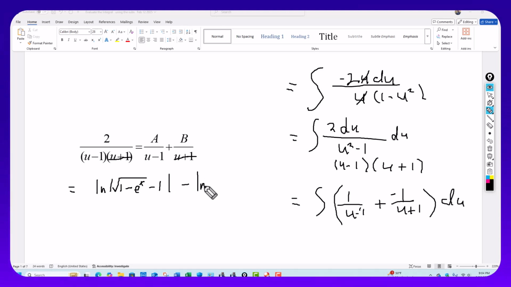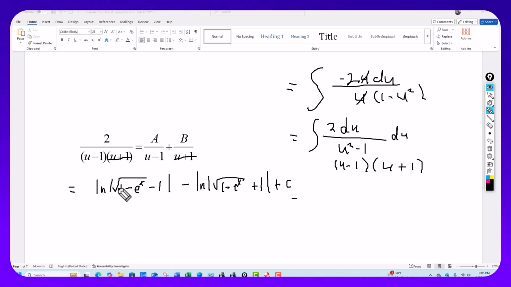Same thing with the second integral. Integral of minus 1 over u plus 1 is the natural log of absolute u plus 1. But again, u is the square root of 1 minus e to the x. And it's a plus 1. And this is plus the constant of integration. Now you could leave the answer in this form here. Natural log of absolute square root of 1 minus e to the x minus 1 minus the natural log of absolute square root of 1 minus e to the x plus 1 plus the constant of integration.